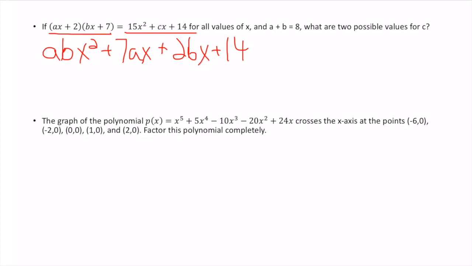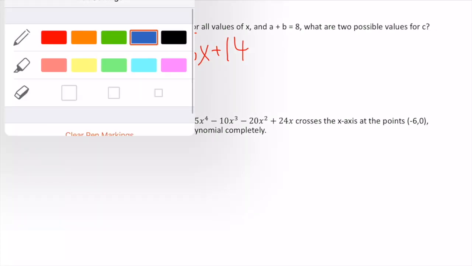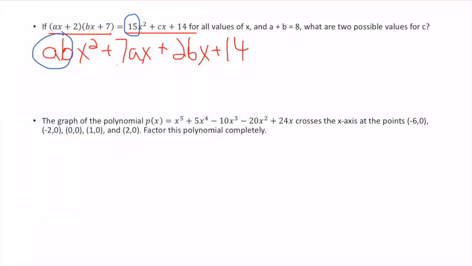Okay, so what I want to do here is similar to some of the questions we did at the beginning. I now want to compare the coefficients that I don't know to the coefficients that I do know. So here I know that a times b must equal 15, and I also know that 7a plus 2b has to equal c.